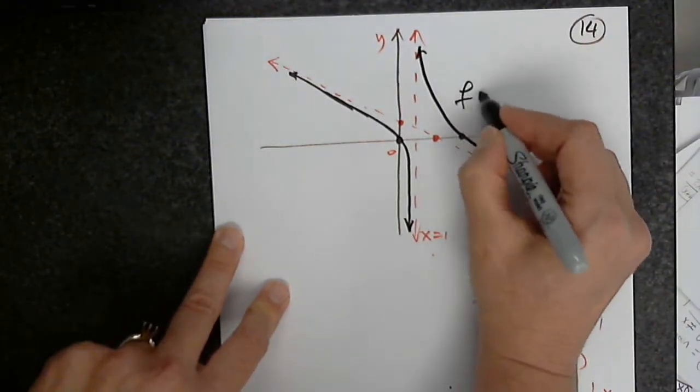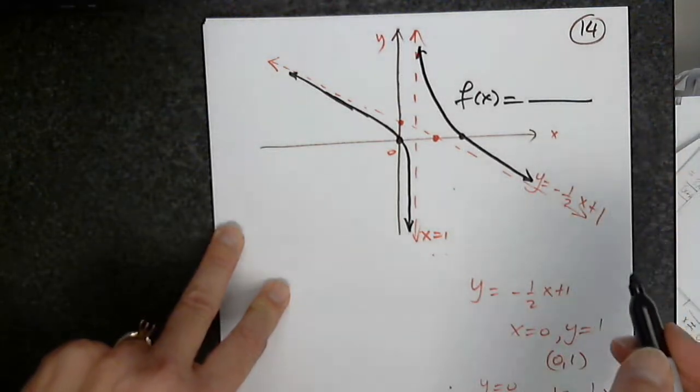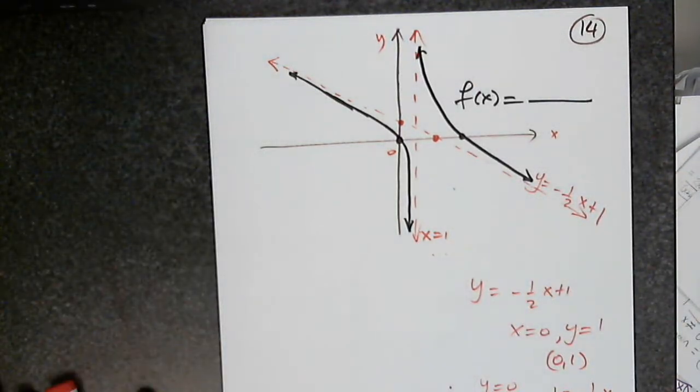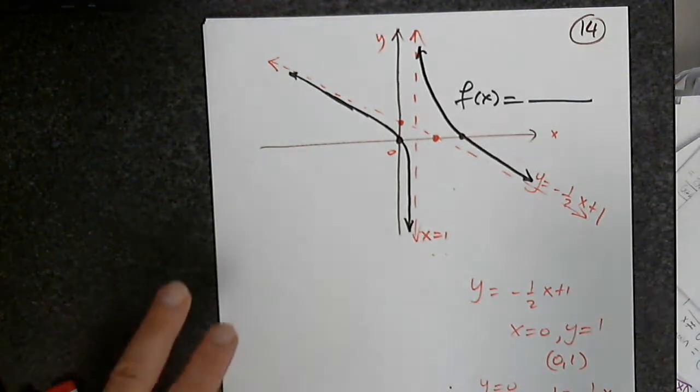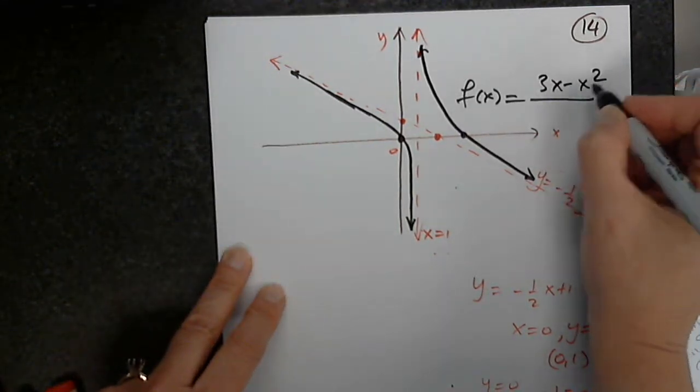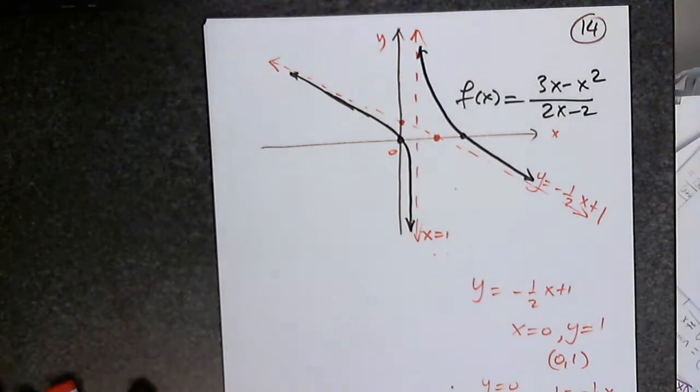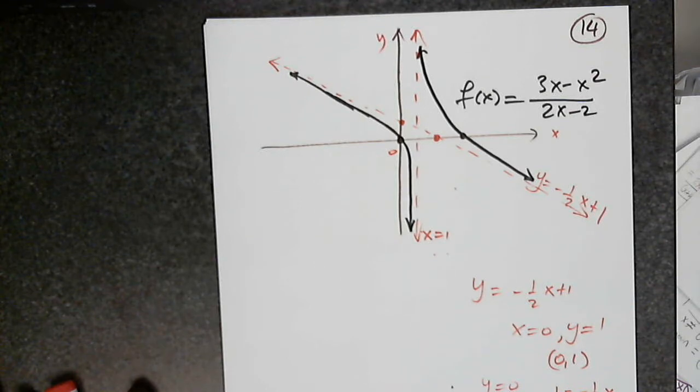This is the function f of x equals, what was it? 3x minus x squared. I just wanted to copy the original. 3x minus x squared over 2x minus 2. And this is the most difficult type. Everything is the same, but I have to determine that line.